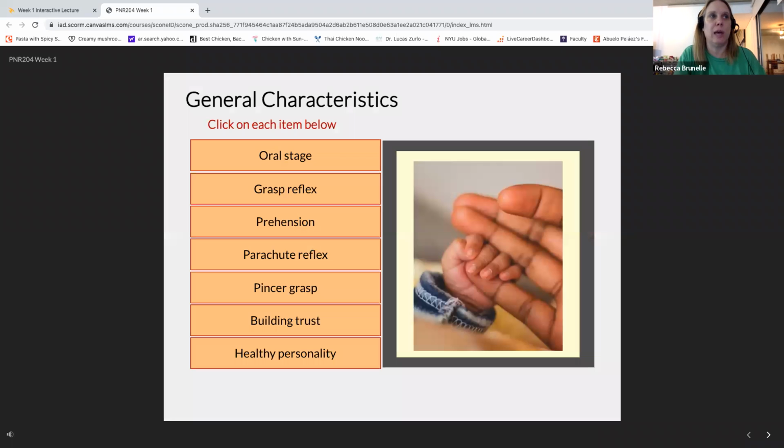We're going to skip over that. These are basic characteristics, reflexes that you would expect in an infant.